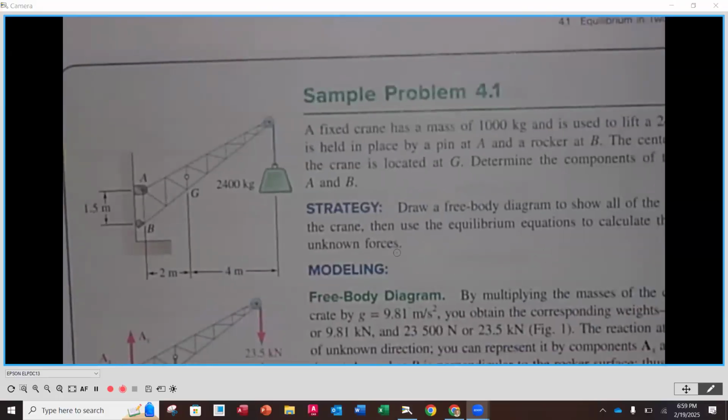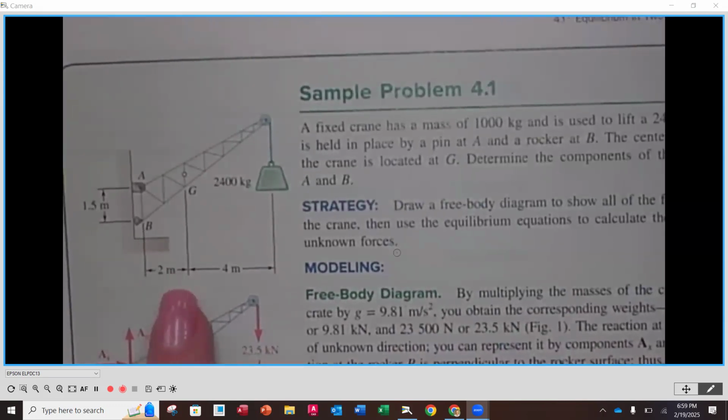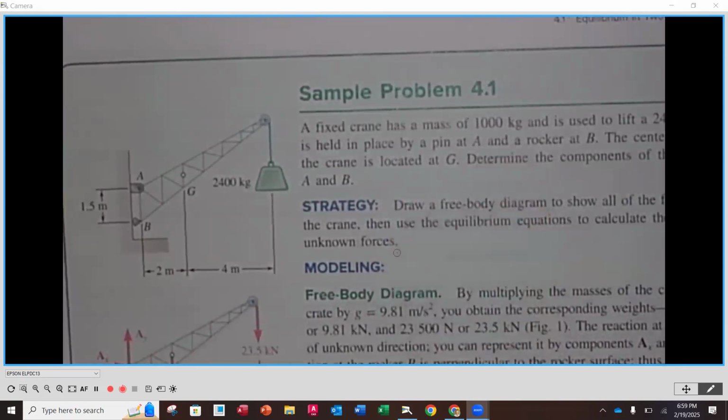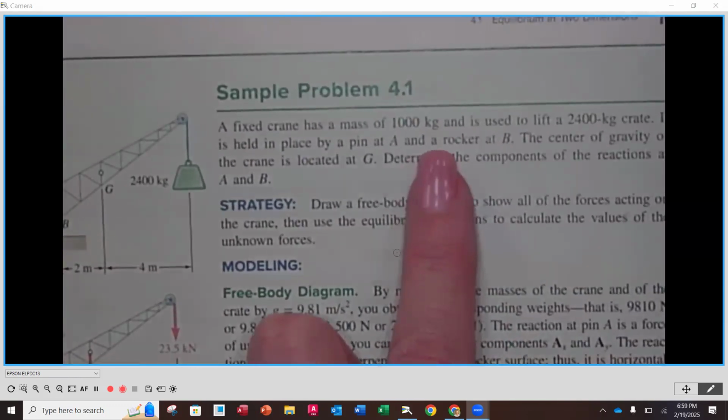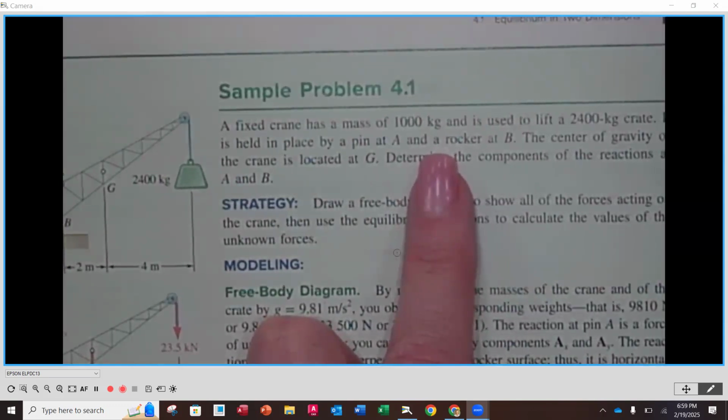Okay, so as we continue on in our chapter, we're going to be looking next at sample problem 4.1, where we have a crane. It's a fixed crane. It's telling us that the mass of it is 1,000 kilograms. This means that we are in the metric system. They always give units of mass. That's a kilogram. So we're going to have to convert it to newtons, which we'll see in just a bit.